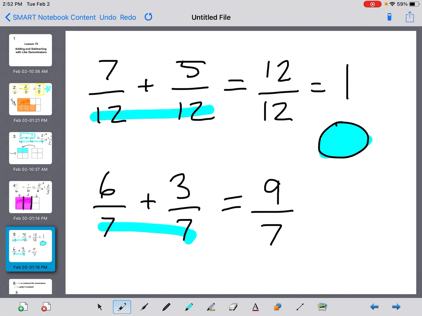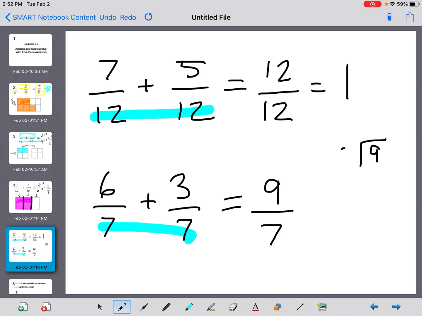Let's do the second example here. Leave our denominator the same. So we've got a 7 on the bottom here. 6 plus 3 is 9. Now, this fraction is improper. If a fraction is improper, it's not in simplest form. You have to change it into a mixed number, just like we learned in the last unit.